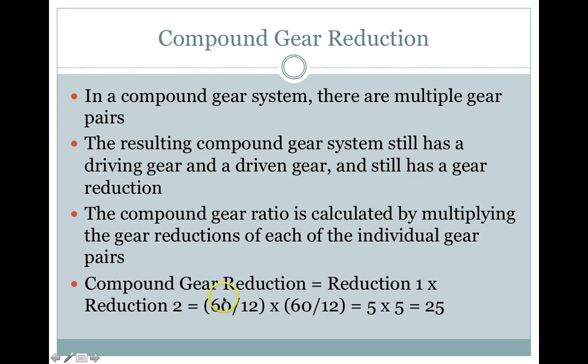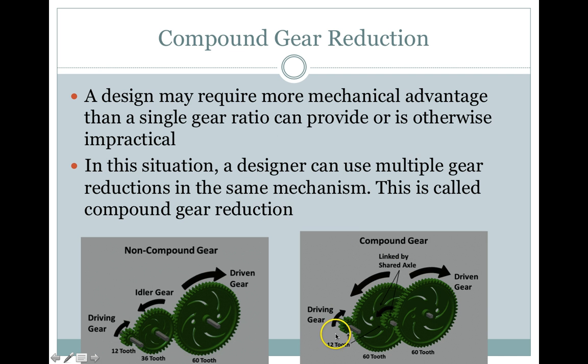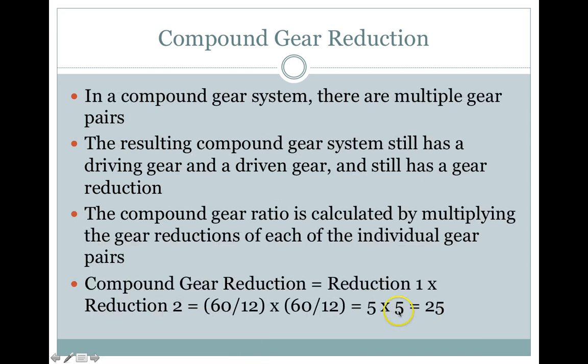So you can see compound gear reduction: reduction 1 times reduction 2, 60 divided by 12, again 60 divided by 12, equals 5 times 5 equals 25. If we look back here, here's 12 and 60, and then another 12 and 60. Those two groups multiplied together give us our 25.